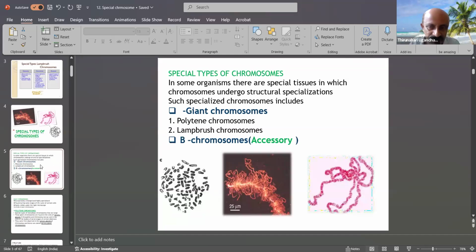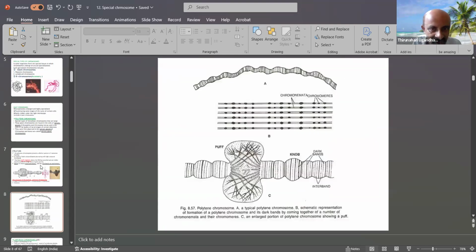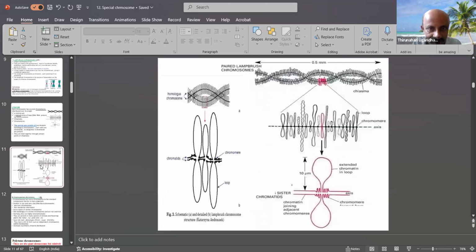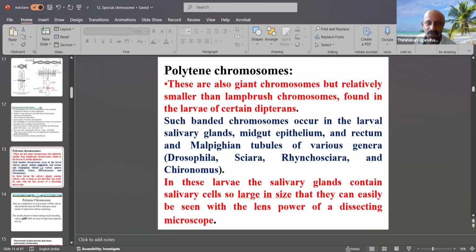Again, the polytene and lampbrush are separate. Here you can clearly observe the polytene chromosomes. These are also giant chromosomes, but relatively smaller than lampbrush. The lampbrush is found in the larvae of certain dipterans. First, you study the polytene. Poly means many, tene means the bands. Such banded chromosomes occur in the larval salivary glands, midgut, epithelium, rectum and Malpighian tubules.